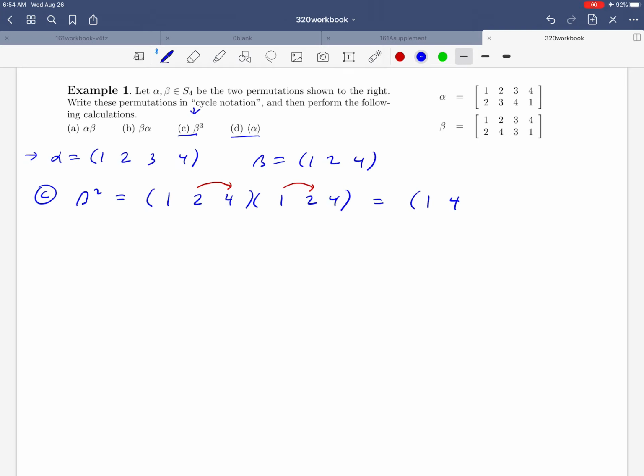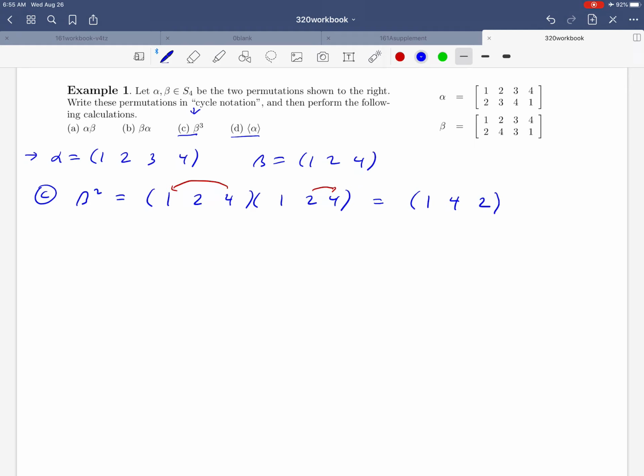Then the question is, where does 4 go? Well, if we start here, 4 wraps around and maps to 1, and then 1 gets mapped to 2. So the net result is that 4 goes to 2, and so 2 is the next number in our cycle. And then where does 2 go? 2 is going to go to 4, and then 4 wraps around and hits 1, so 2 is going to end up hitting 1. That tells us that we need to close this cycle. So we've just calculated beta squared in our group.